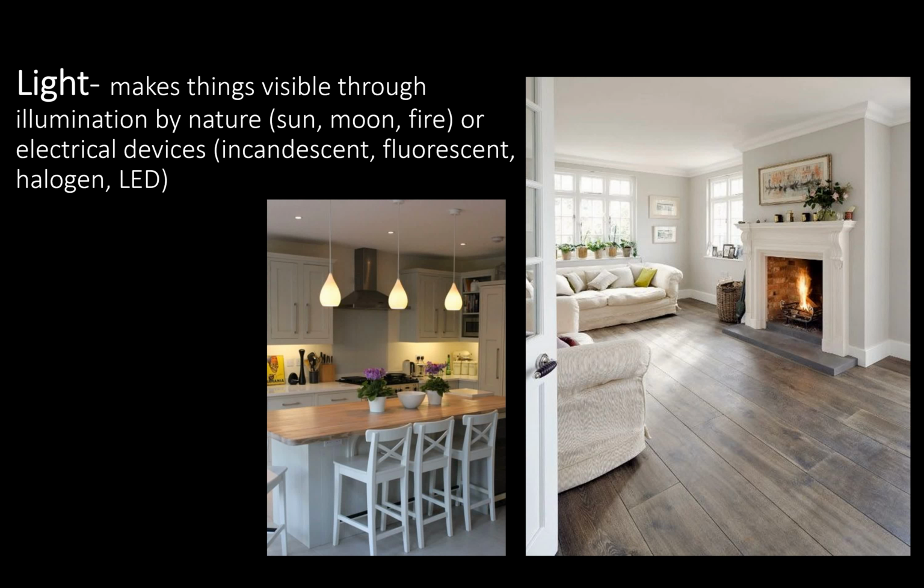Obviously, sun, moon, and fire light things up. That's how you used to receive light before we had electricity. And then there are electrical devices: incandescent, fluorescent, halogen, and LED. We do go into more depth on lighting in interior design too, if you are interested. I'm not going to spend a lot of time talking about it here. But you get light in two different ways, both naturally and electrically.